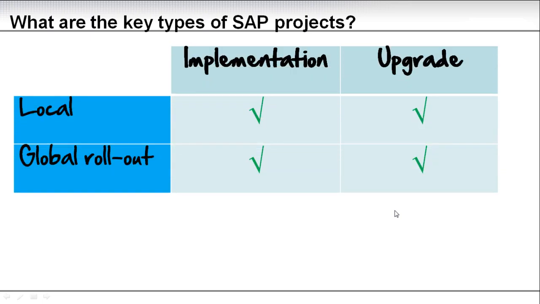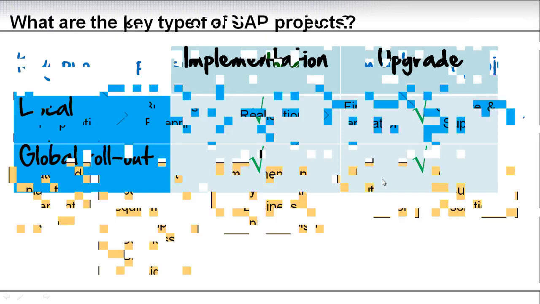So basically, we have two areas. We have implementation projects and we have upgrade projects. And under each, you can either have a local or a global rollout project. And basically, the combinations apply to all. So you can implement local or global, you can upgrade local or global. So this is a quite simple mapping. So let's have a look at each of the different types.